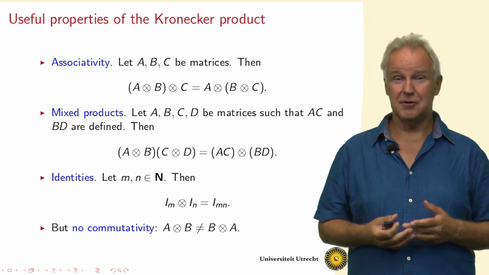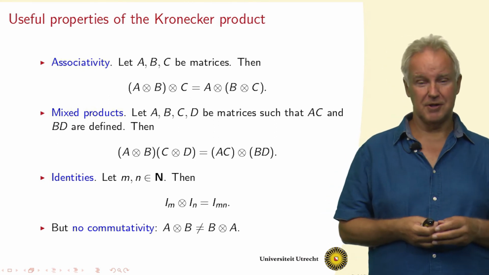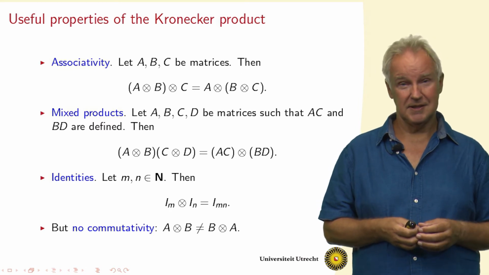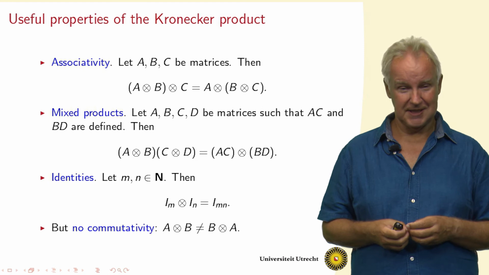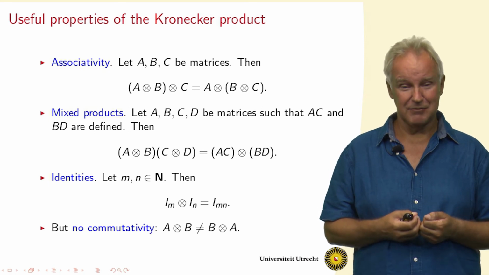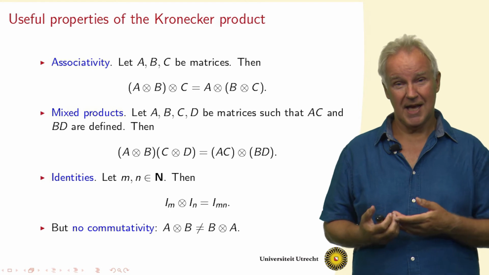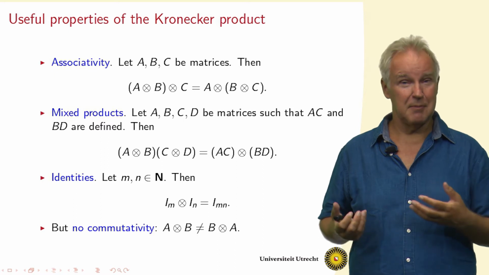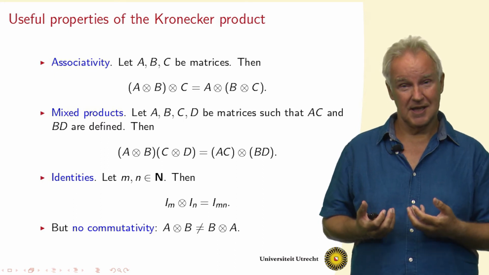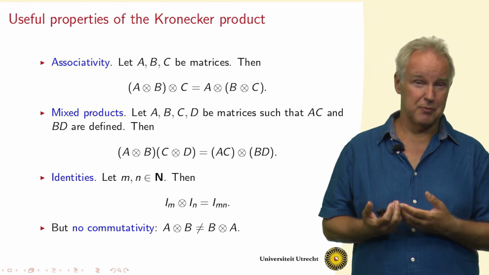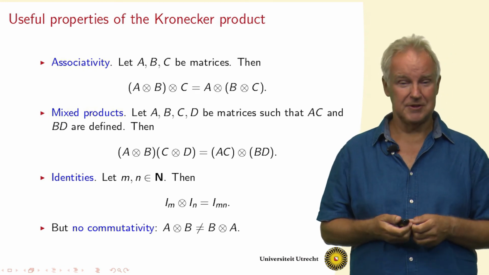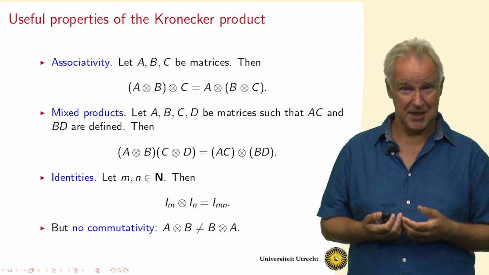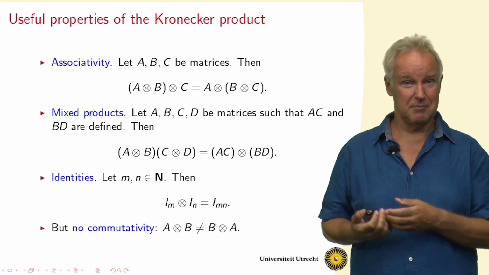Also, we can mix the regular product with the Kronecker product in the following fashion. If I have the Kronecker product of A and B, and also the Kronecker product of C and D, I multiply them in the regular fashion. It's the same as multiplying A and C regularly, B and D regularly, and then multiplying those products in the Kronecker sense. There's one provision that has to be fulfilled. AC must be well defined, so the number of columns of A must be the same as the number of rows of C, and similarly for BD.